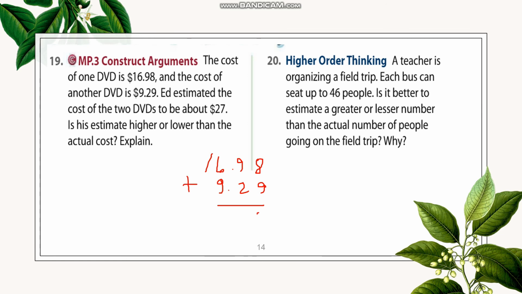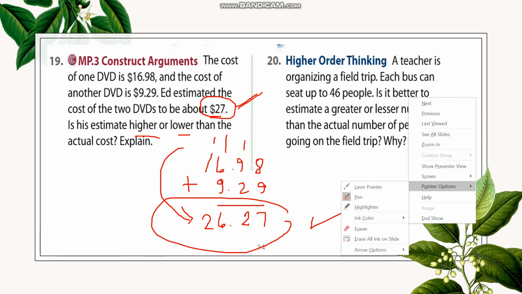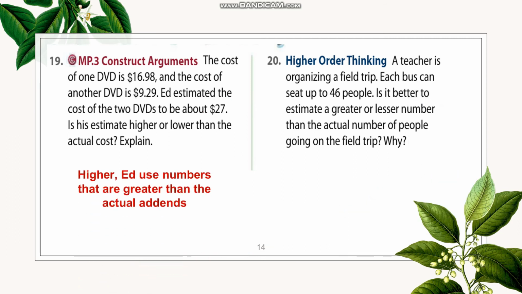So 8 plus 9 is 17, we regroup 1. 9 plus 1 is 10 plus 2 is 12, we regroup 1. 6 plus 1 is 7 plus 9, that is equivalent to 16, we regroup 1. So the answer is 26.27. And the estimated answer is 27. So is his estimated answer higher or lower than the actual cost? Of course, 27 is greater than 26.27. That's why the answer is higher. Because Ed used numbers that are greater than the actual addends.